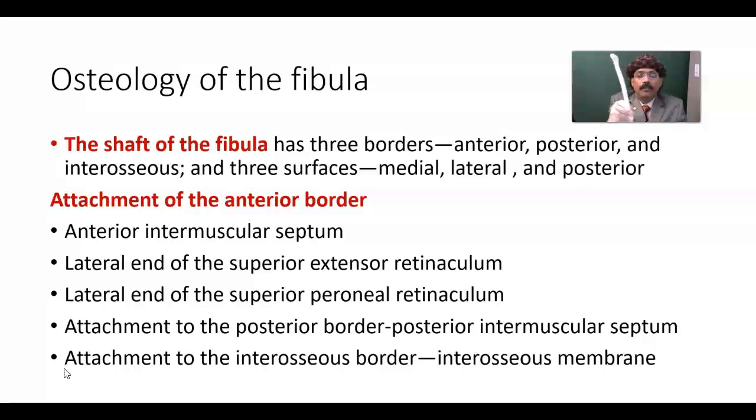And on the anterior border, we also have attachment to the superior extensor retinaculum. The lower part will also have attachment to the superior peroneal or fibular retinaculum.